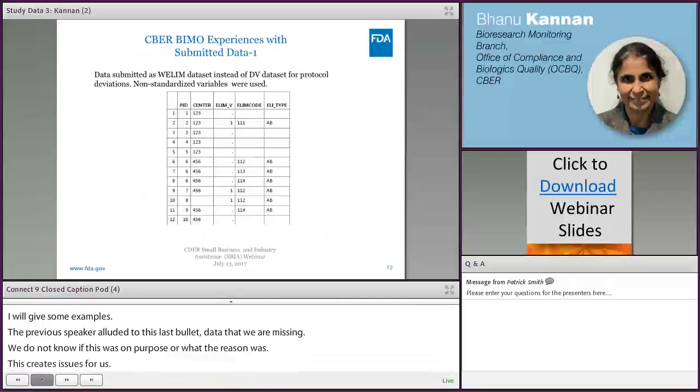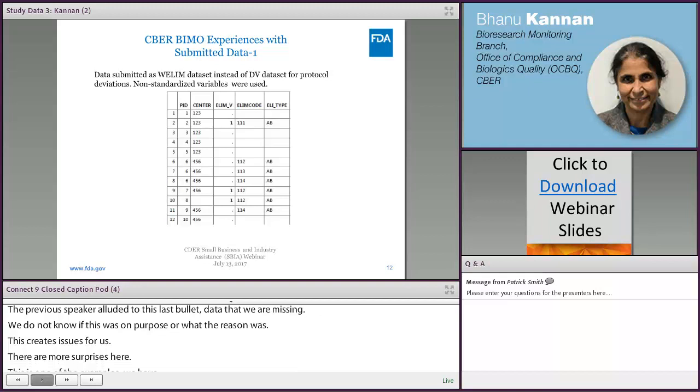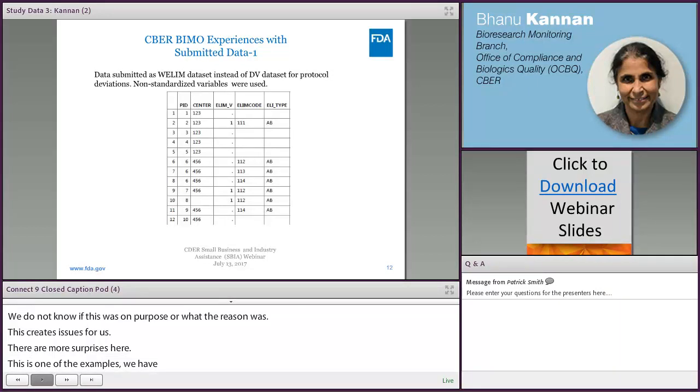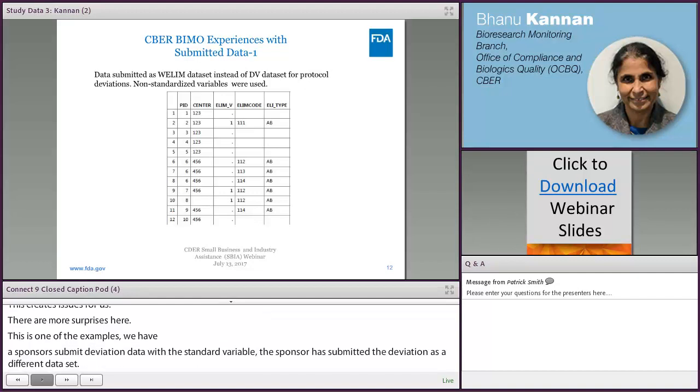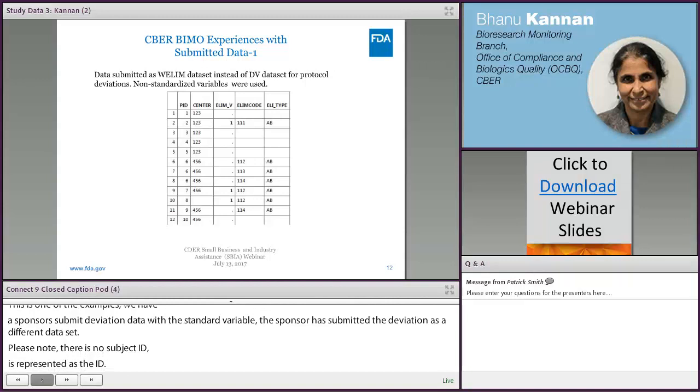So this is one of the examples wherein a sponsor submitted, instead of the deviation DV data set with the standard variable, the deviation as a different data set. And please note here, instead of the subject ID, it is represented as PID. And there is an LM code which probably is the deviation code. And they did not provide what it was.